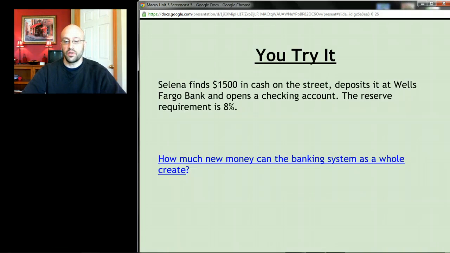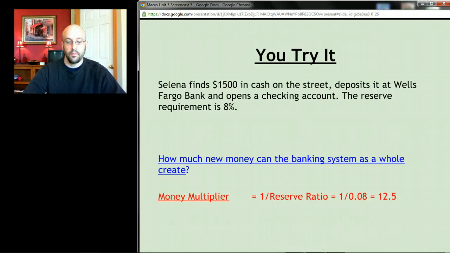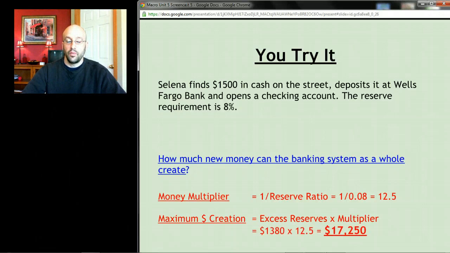As to the second question, how much could the entire banking system create? Well, we have to figure out what the money multiplier is. 1 divided by the reserve ratio, or 1 divided by 0.08 is equal to 12.5. There's our multiplier. Multiply that by the amount of excess reserves, which we just figured out was 1380. And we can determine that the entire banking system as a whole will be able to create $17,250 in new money. That's how much that money supply curve in the money market graph is going to move if the entire multiplier process works.